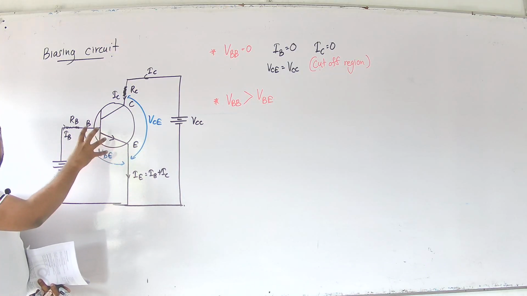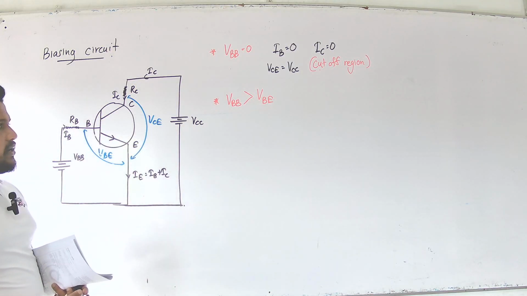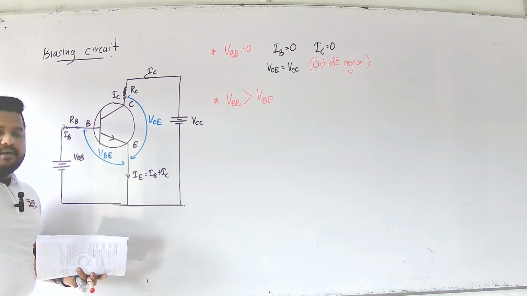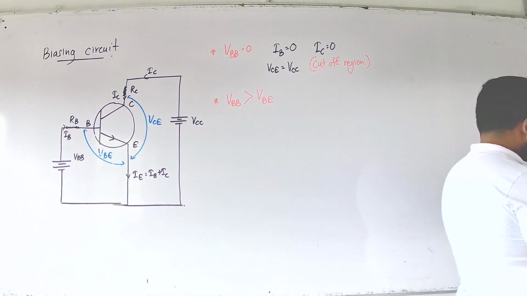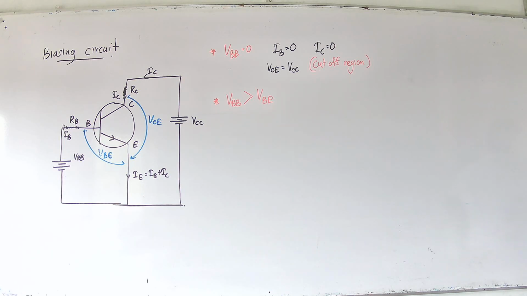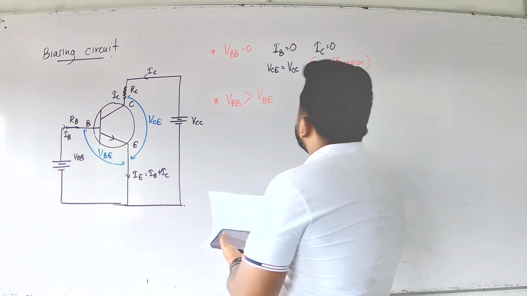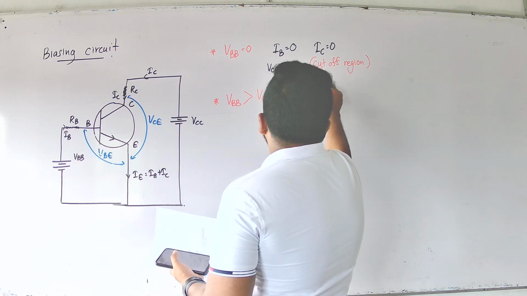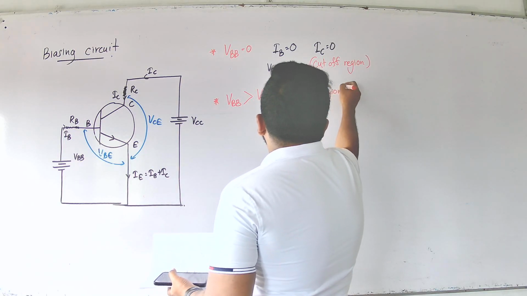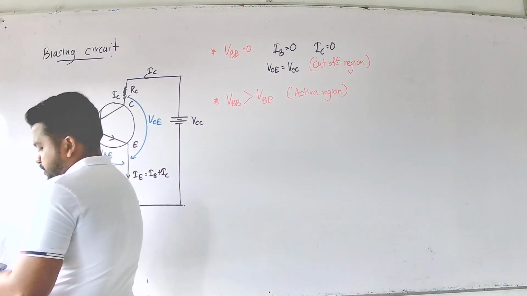So this is in active region. Active region, right? So write down the next one. When VBB is greater than the VBE, the transistor is in active region.